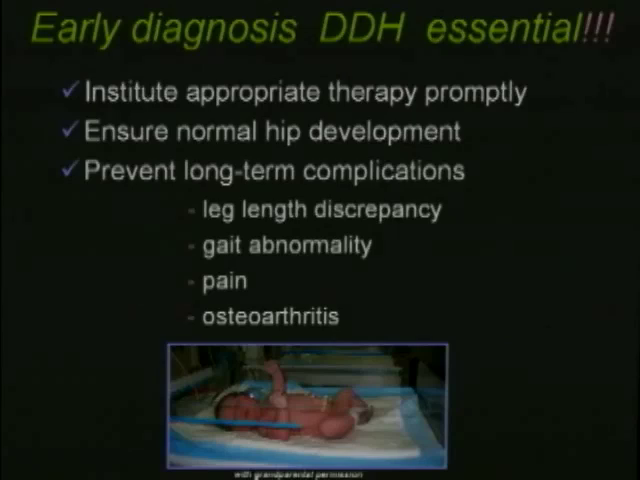The most important thing is to make the diagnosis of DDH early so that appropriate therapy can be instituted promptly to ensure normal development of the hip. The goal is to prevent long-term complications in these babies so they don't end up, like many did in the past before the days of ultrasound, with leg length discrepancy, gait abnormalities, pain, and osteoarthritis.